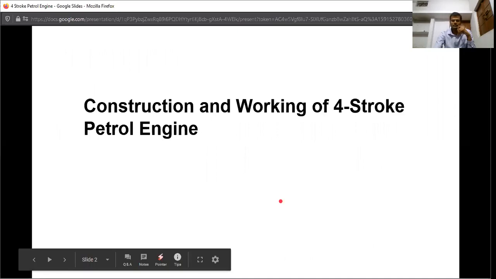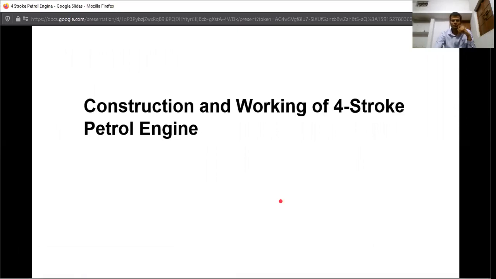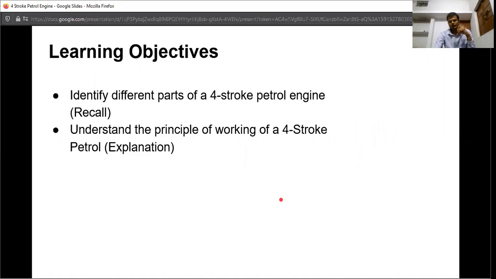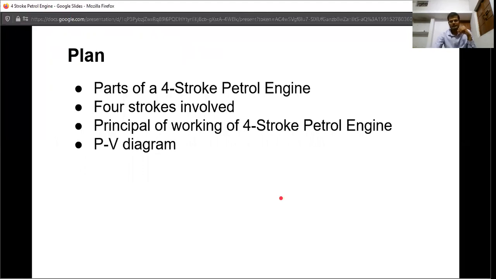Session topic is construction and working of four-stroke petrol engine. In this topic, we will learn to identify different parts of a four-stroke petrol engine and understand the principle of working of a four-stroke petrol engine with explanation. I will explain step by step. First, parts of four-stroke petrol engine, then four strokes involved, then principle of working of four-stroke petrol engine, and then PV diagram.